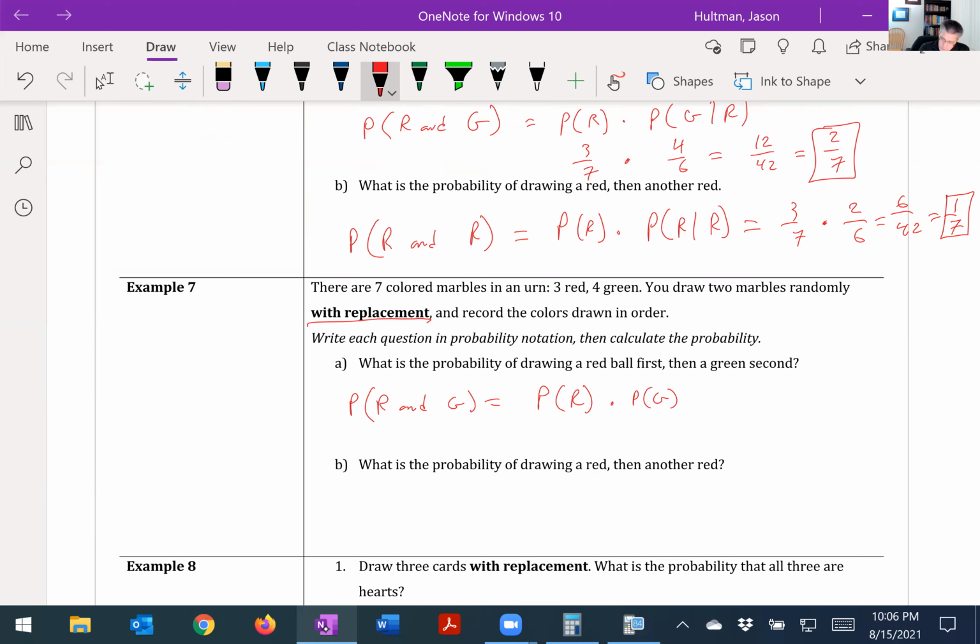So the probability of red is 3 out of 7 times the probability of green is 4 out of 7. It's not 4 out of 6 this time. It's 4 out of 7 because I put that ball back. They are independent events. So this becomes 12 out of 49.